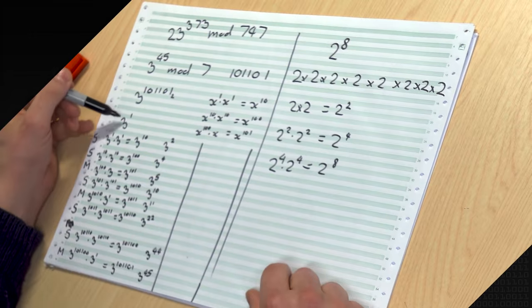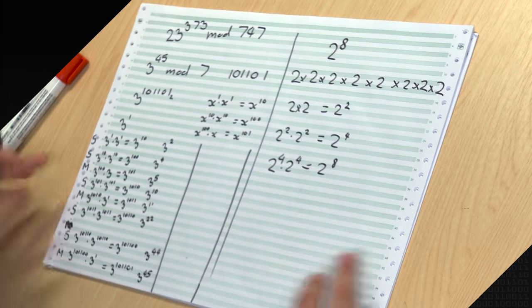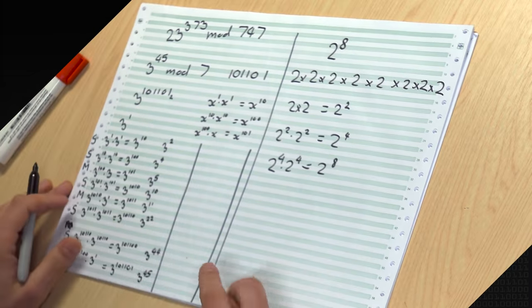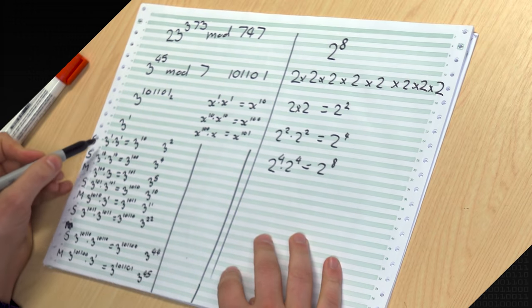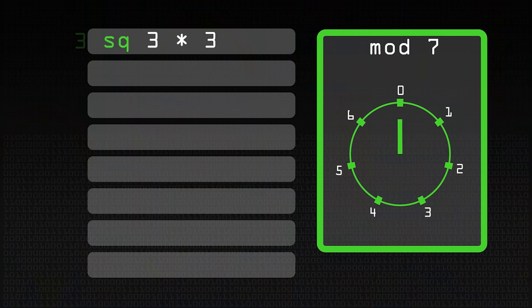So the first one is 3 to the 1. So that's our starting number here. You could start at 1 and multiply by 3 for your first bit. You know, it's just an unnecessary step, right? So the first thing we're going to do is 3 times 3, which is 9, mod 7 is 2, right? So that's 2.